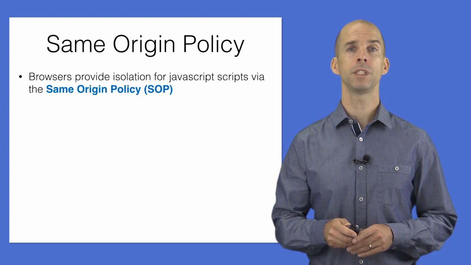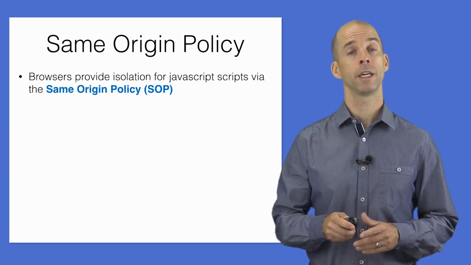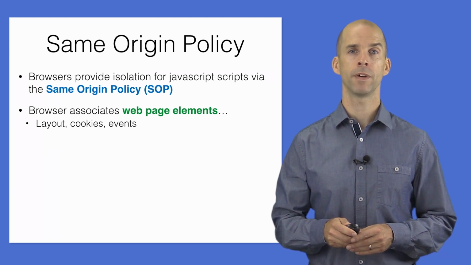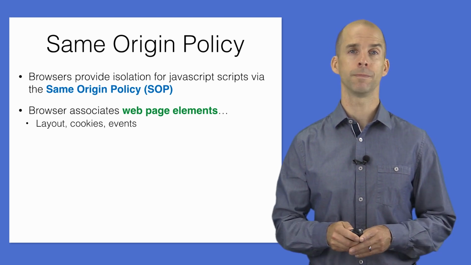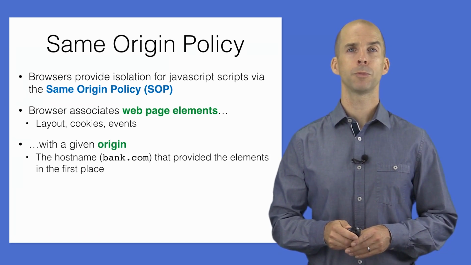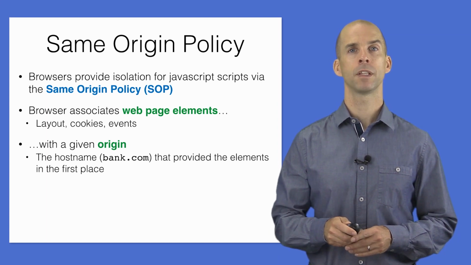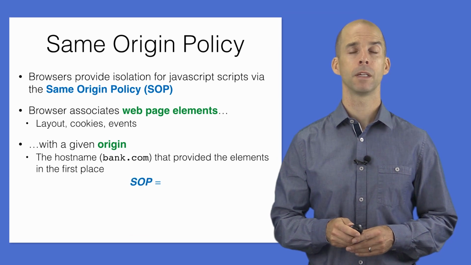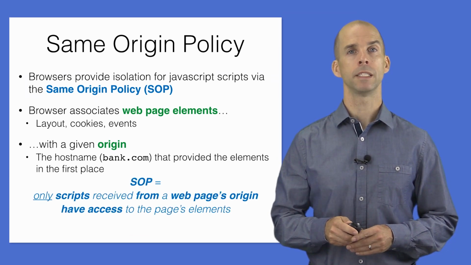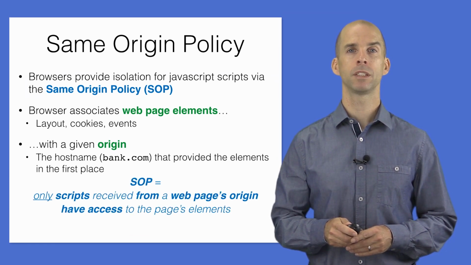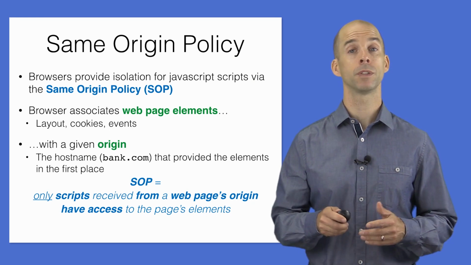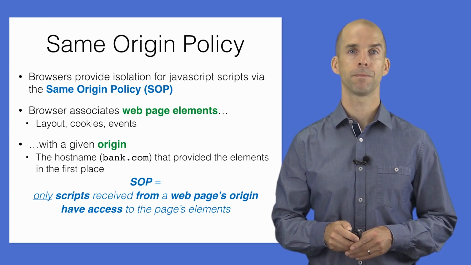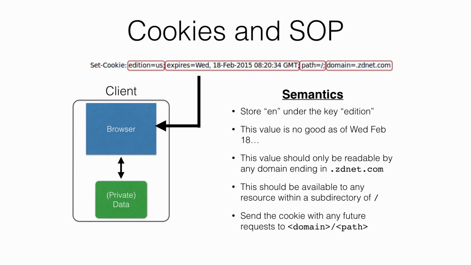The browser associates the elements of a web page, including its layout, cookies, events, and so on, with an origin. The origin is primarily defined by the host name that the web page originated from, for example, bank.com. The Same Origin Policy states that a web page's elements can only be accessed by scripts with the same origin as the page.